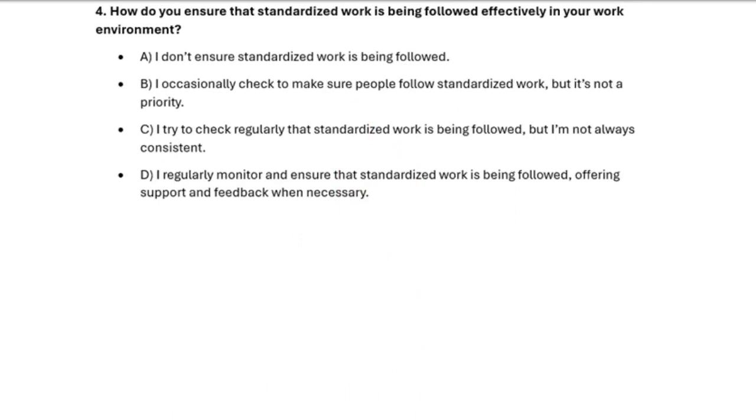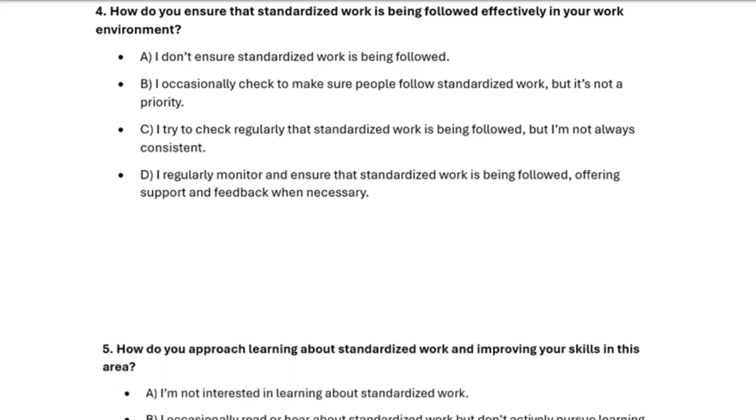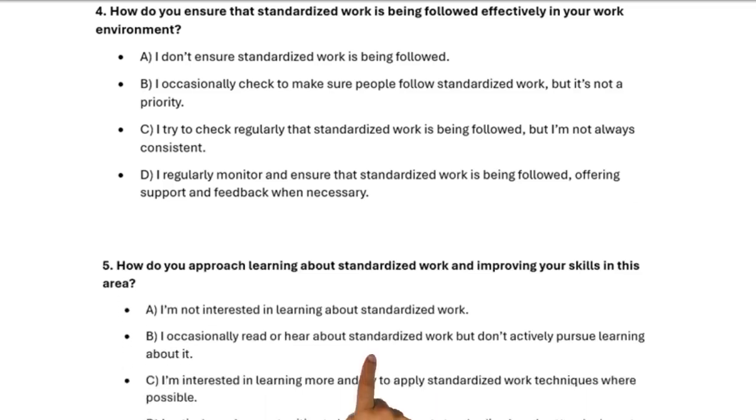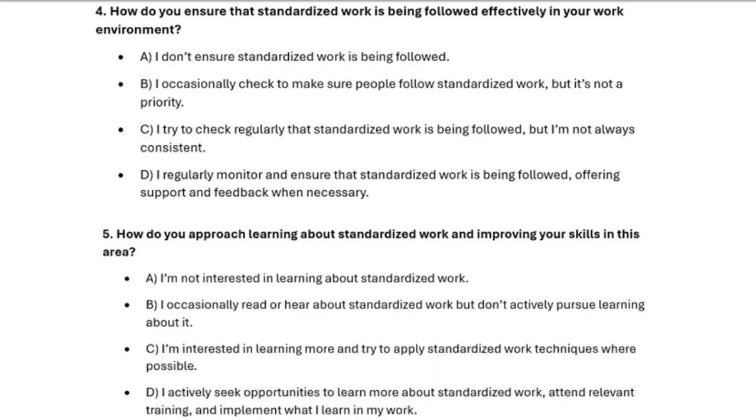4. How do you ensure that standardized work is being followed effectively in your work environment? A. I don't ensure standardized work is being followed. B. I occasionally check to make sure people follow standardized work, but it's not a priority. C. I try to check regularly that standardized work is being followed, but I'm not always consistent. D. I regularly monitor and ensure that standardized work is being followed, offering support and feedback when necessary.